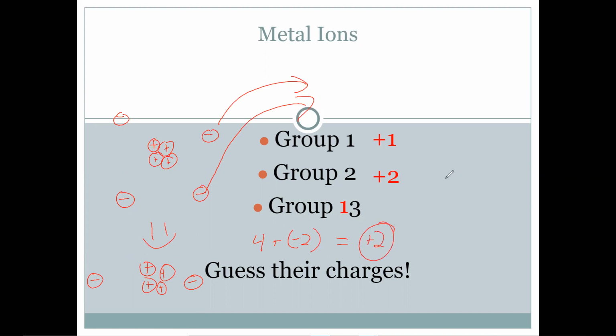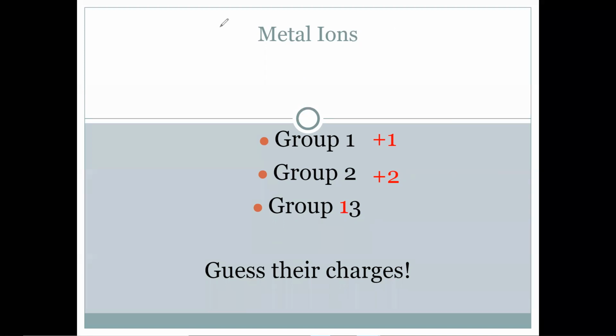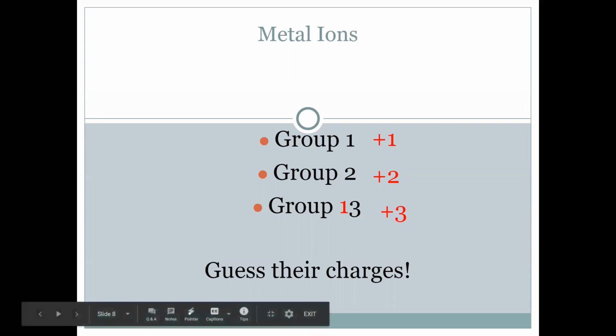And for group 13, we're going to skip all the way over to group 13 because groups 3 through 12 are transition groups, so they can have different numbers of valence electrons depending on their situation. Group 13 is going to have a +3 charge when those elements ionize. So that's how that's working for metal ions.